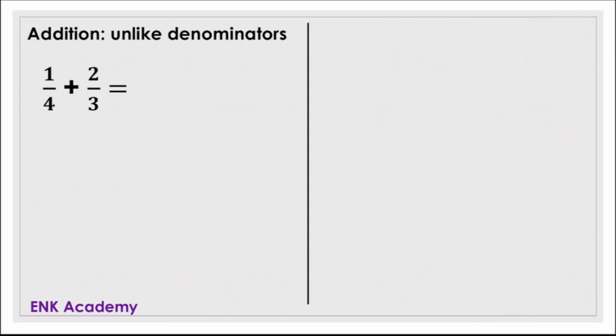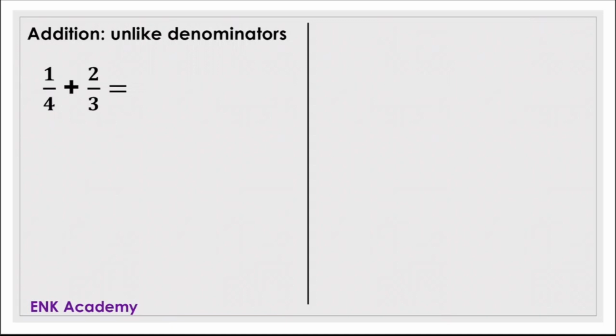In many cases, we will have denominators that are different. That's what we call unlike denominators. In this case, you can have two different ways to solve it. One way is just to say, how do I make the denominators to be the same?